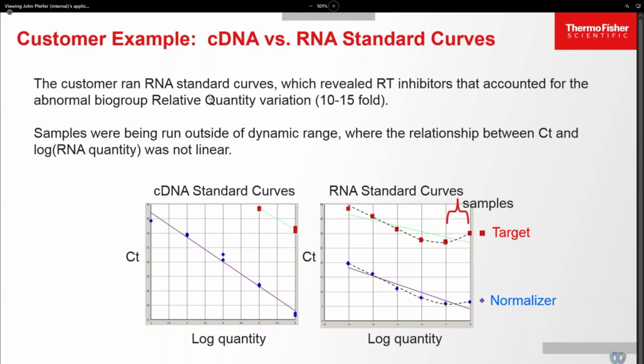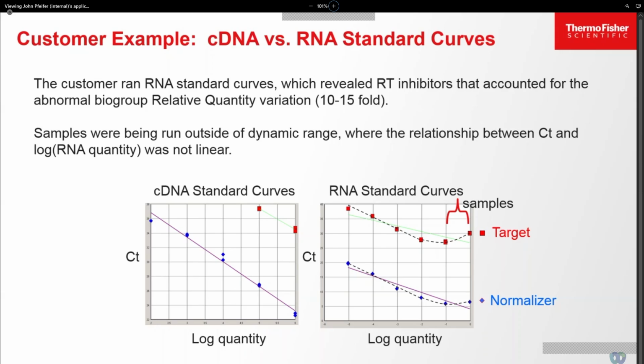So I calculated the RQ values within this range, in other words, outside dynamic range. And I came up with additional errors in the range of 10 to 15 fold. Okay, that's a lot of variation. Consider most researchers, when I talk to them and ask, what is your fold discrimination objective for gene expression experiments? The most common answer I get back is twofold. That is, they want to be able to discriminate a twofold change in gene expression. But if you're getting errors in the range of 10 to 15 fold, that blows that away.